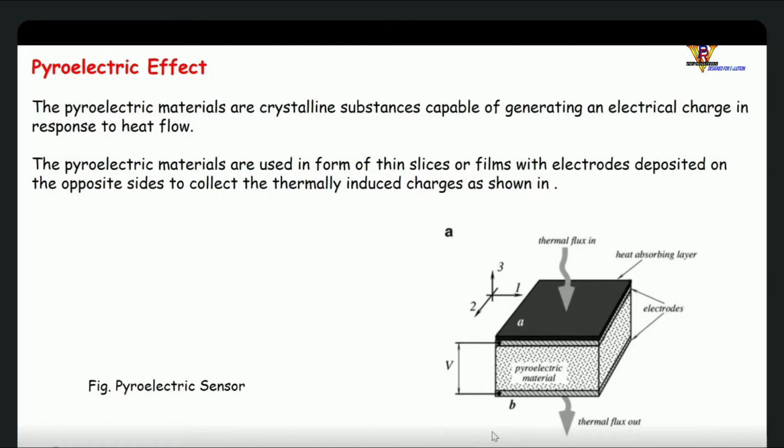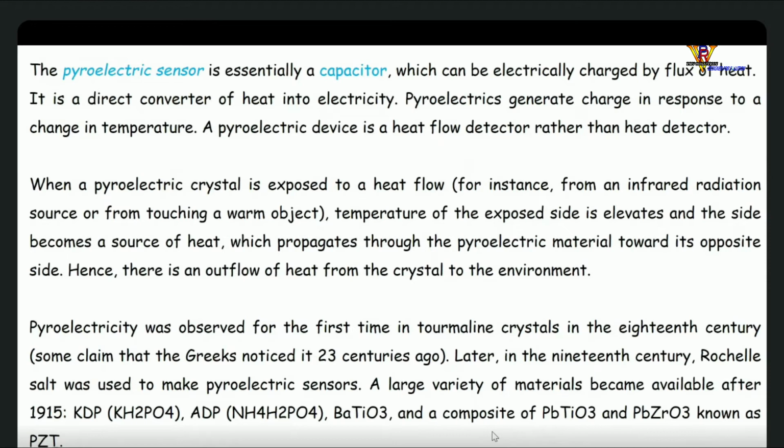So we can say this is acting like a direct type of sensor. As seen in this figure, you can easily understand what happens when heat is flowing from one plate to another plate between the electrodes of these materials. Electric potential develops. So by measuring that electric potential, we can measure the heat flow. Okay, the pyroelectric sensor is essentially a capacitor which can be electrically charged by flux of heat. It is a direct converter of heat into electricity.